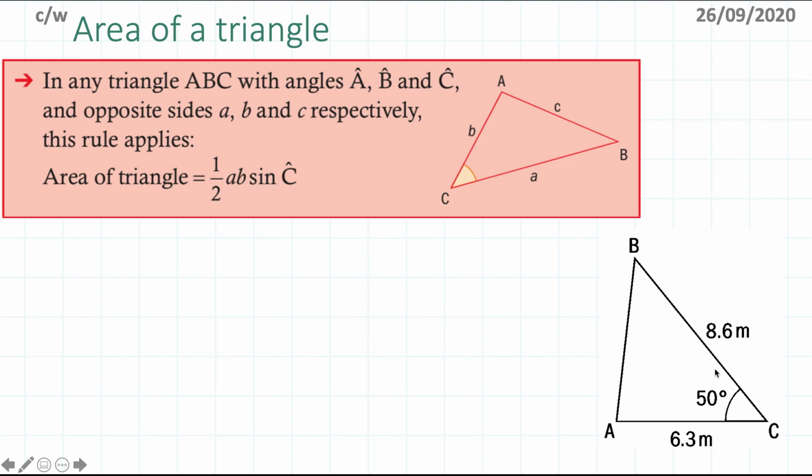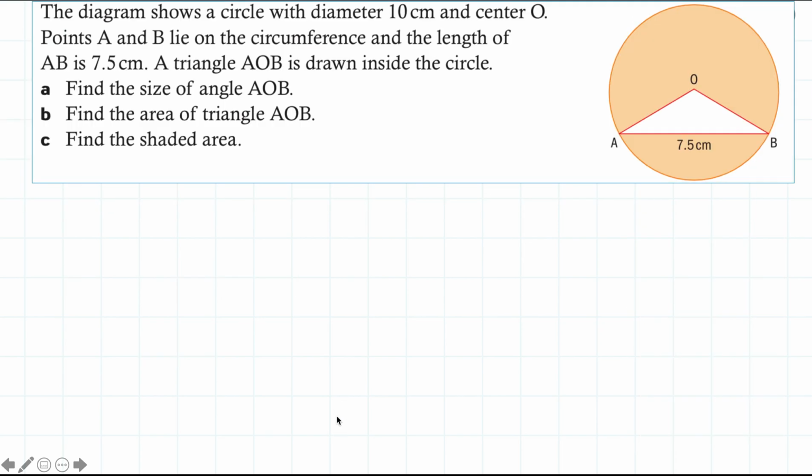As an example, we have this question and it's quite direct. You have 8.6, 6.3, and 50 degrees is sandwiched between them. If I want the area of this triangle, I just have to substitute in the formula. My lengths are there and then the sandwiched angle, and that will give me 20.8 meters squared. Now let's look into a more complex question, where it's multi-layered. You can pause and read the question if you want to.